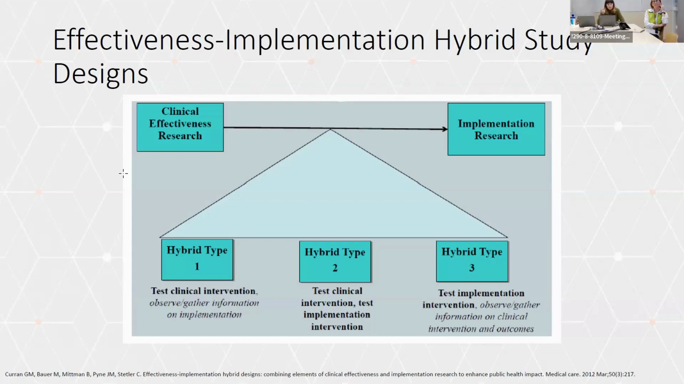I almost feel like this picture is more confusing though. So it ranges from testing it being implemented and looking at how the implementation went. So was it adopted? Was it sustainable? Was it feasible? Whereas on the other side, you're just looking at the healthcare outcomes while also maybe looking briefly at, okay, was it adopted? Like I said, I think this image is actually more confusing.